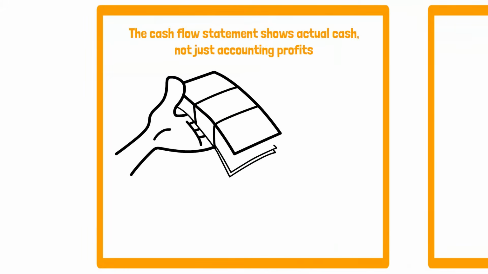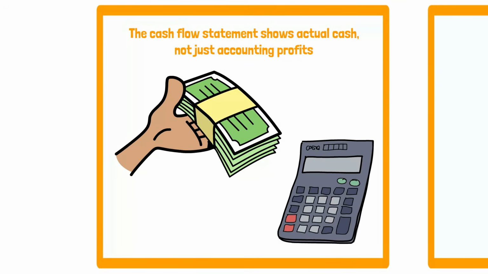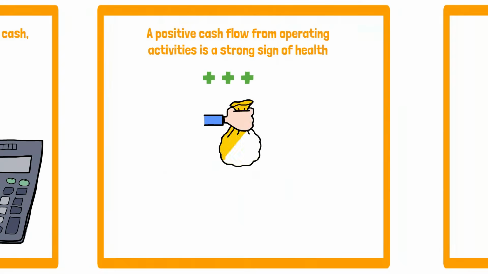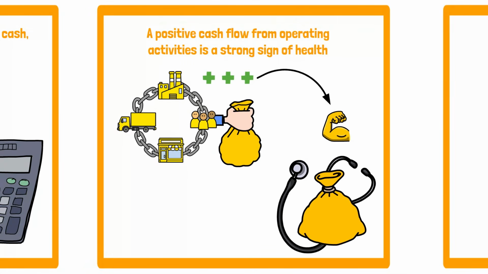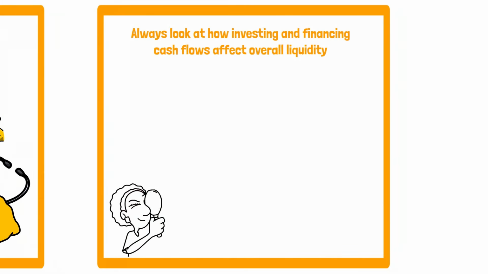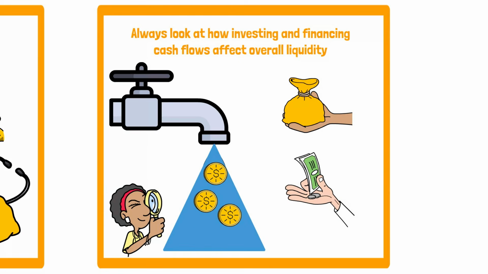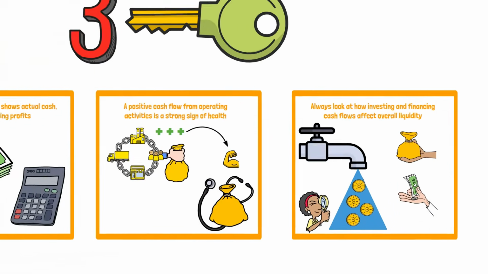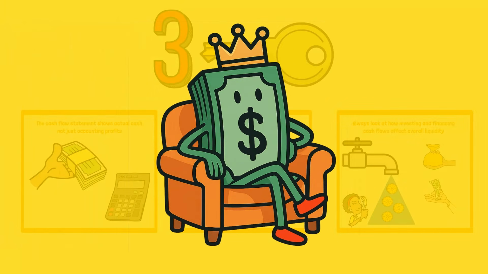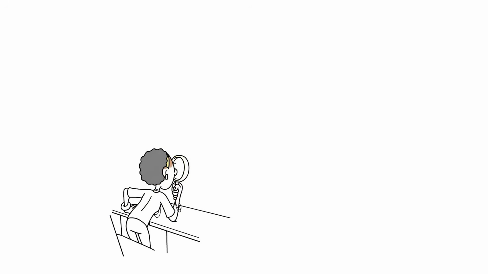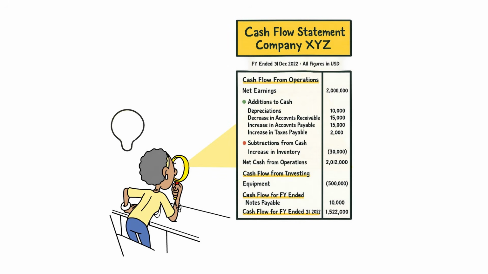1. The cash flow statement shows actual cash, not just accounting profits. 2. A positive cash flow from operating activities is a strong sign of health. And 3. Always look at how investing and financing cash flows affect overall liquidity. If you've ever heard the phrase, cash is king, this is why. Now you know how to read a cash flow statement and understand the story behind the numbers.